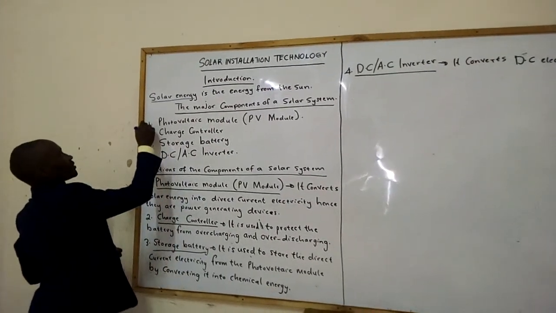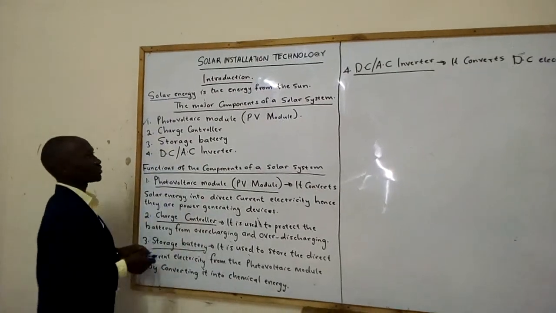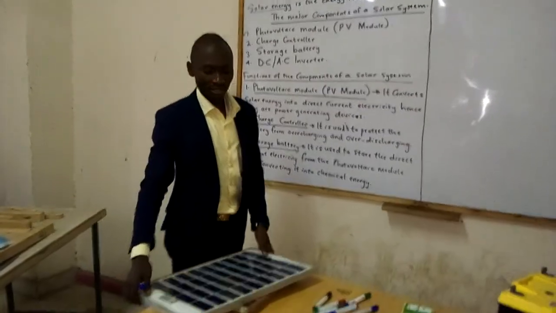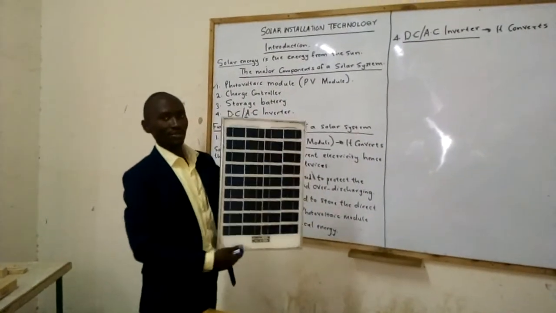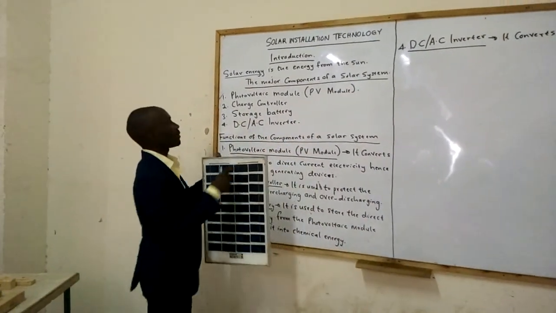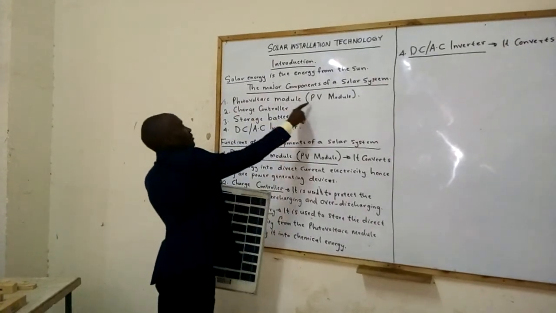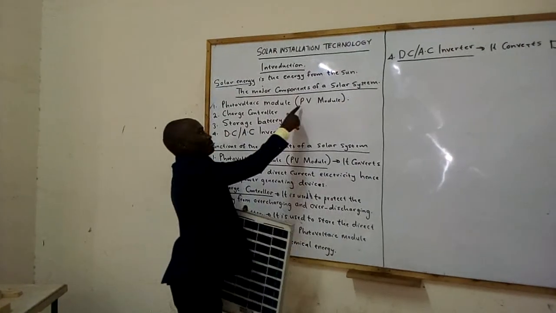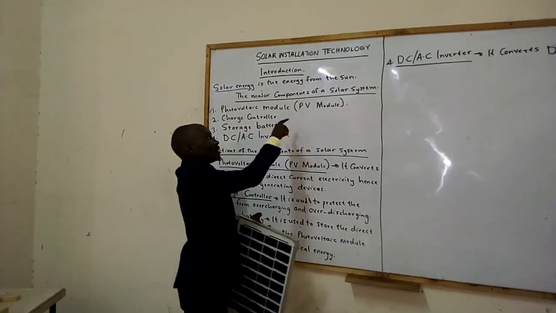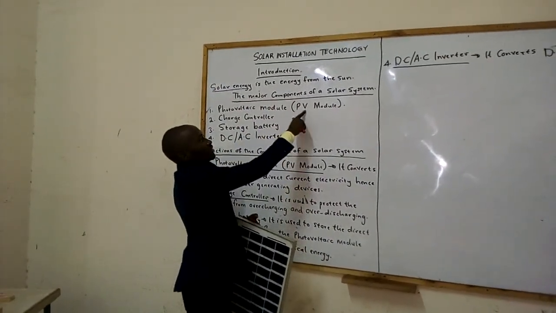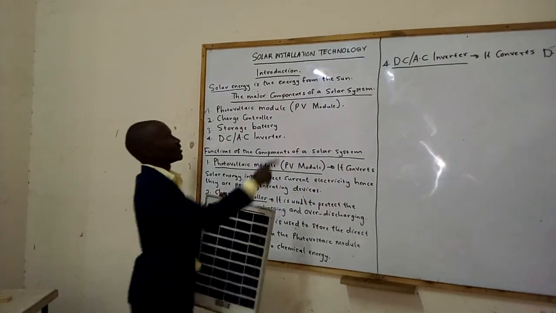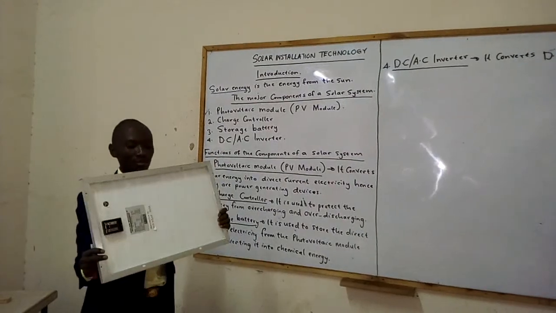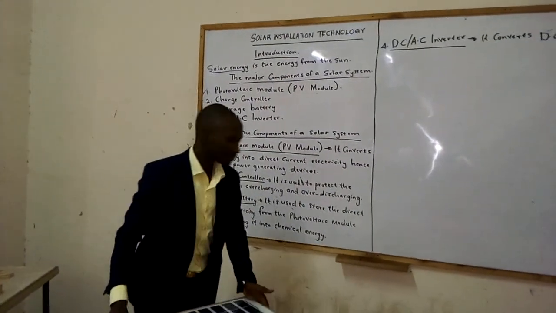The first one is the photovoltaic module. A photovoltaic module, in simple terms, is the solar panel. We call it the PV module in short form, whereby P is the photo and V is the voltaic. The two of them give you photovoltaic. So this is the solar module, which is the PV module.